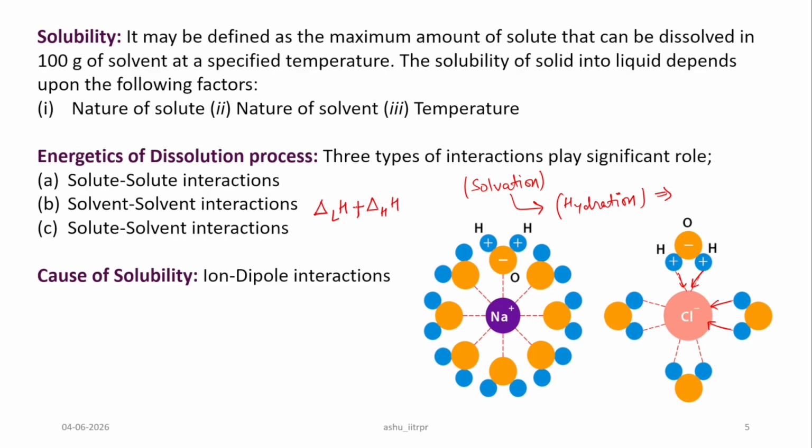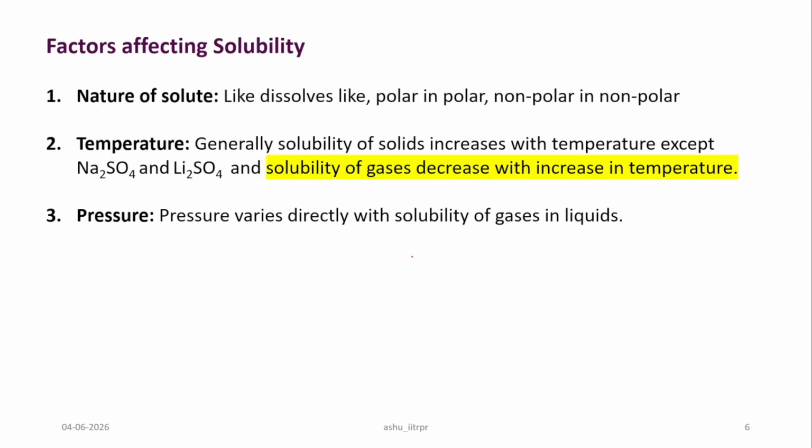So when we add these two energies, it is the sum of total energy, that is delta H of solvation. This is the equation which is important for competitive exams. So what is solvation energy? Sorry, this would be S here and H here. Solvation energy is the sum of hydration energy plus lattice energy. So ion-dipole interactions also play a very crucial role in solubility.